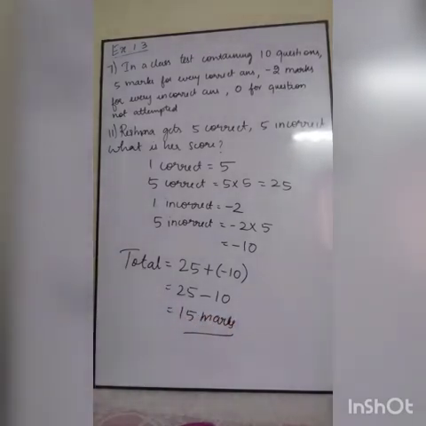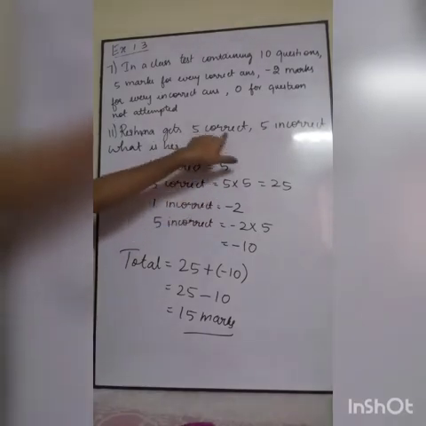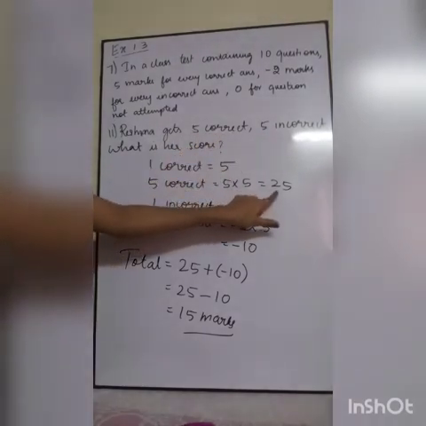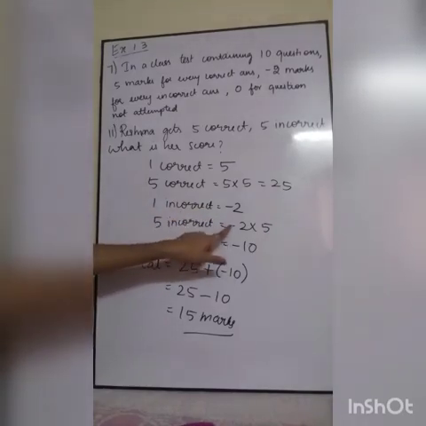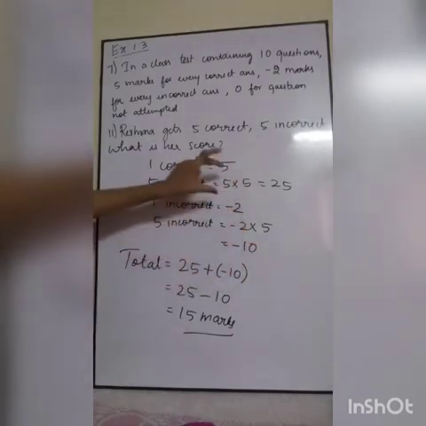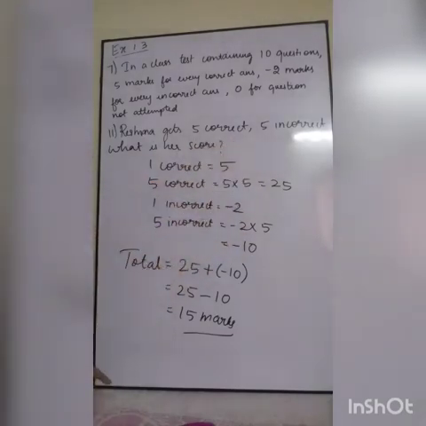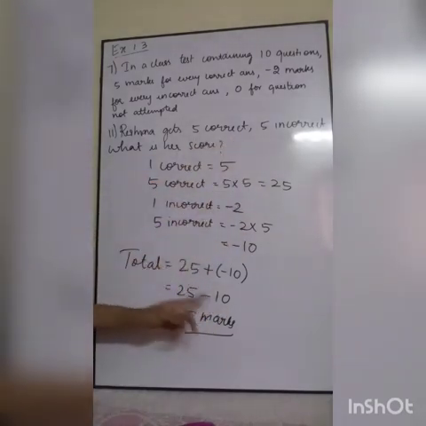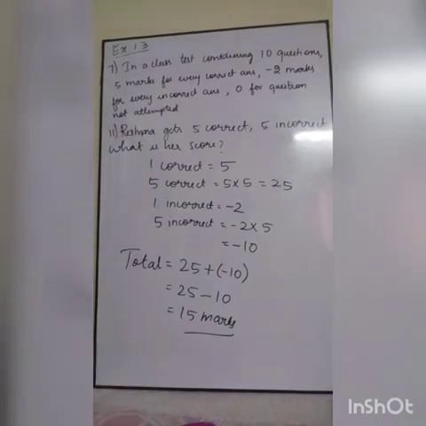Okay, listen carefully. For 1 correct answer, 5 marks, so for 5 correct answers, 5 into 5, 25. For 1 incorrect answer, minus 2 marks, so for 5 incorrect answers, minus 2 into 5, minus 10. So for the total score, I should add correct answer as well as incorrect answer. 25 plus minus 10. So 25 minus 10. 25 minus 10 is 15 marks. So Reshma has got 15 marks in her test.